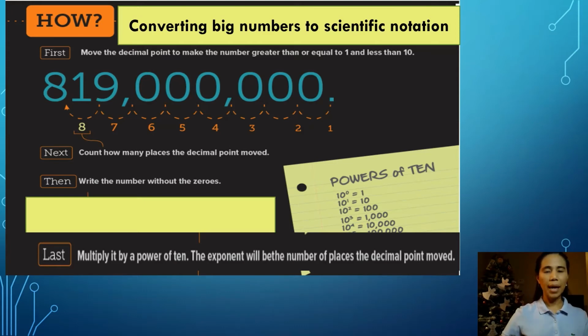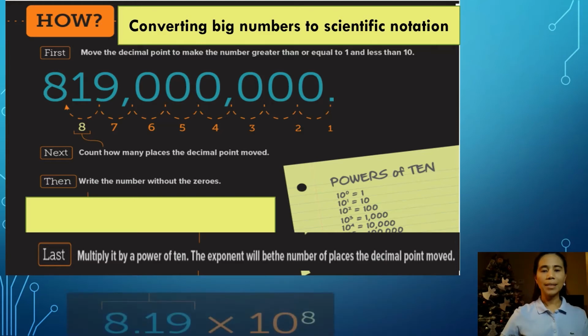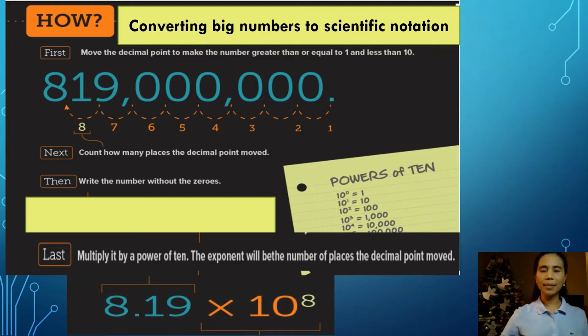So we've got 8. And then 1 and 9 are also non-zero digits, so we have to include them. And we have to drop all the zeros. So this is how it looks like: 8.19 times 10 to the 8th power. So don't forget that we have to retain all the non-zero digits, drop all the zeros, and then multiply it with a power of 10. And then the exponent will be based on how many places we have moved the decimal point. So the answer for this, the 819 million in scientific notation, could be written as 8.19 times 10 to the 8th power.